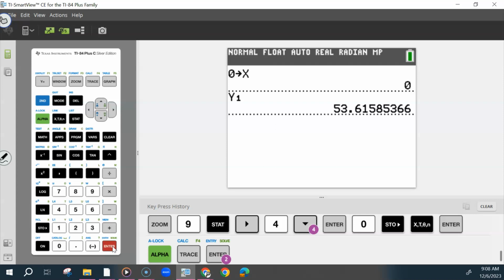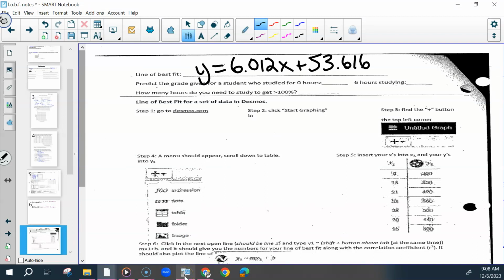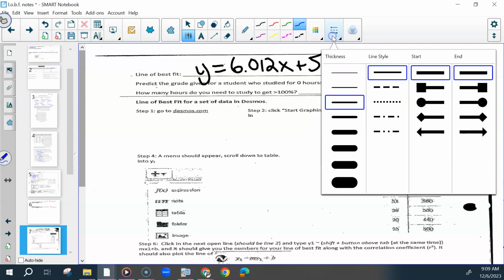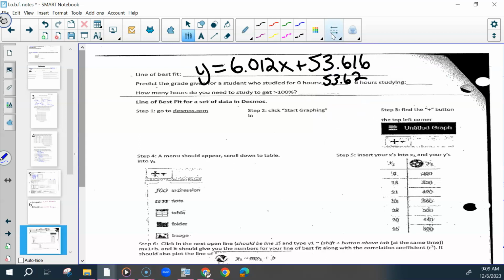So 53 point... When we write our answers, at least 2 decimals, but when we write our equations, 3. 53.62. If it was something other than grade, we would put a label behind it, but it's just a grade, so you could put percentage, but it's not necessary. This only works if, when we were in the stat calculate, you stored the equation. So if you didn't do that, this won't work.